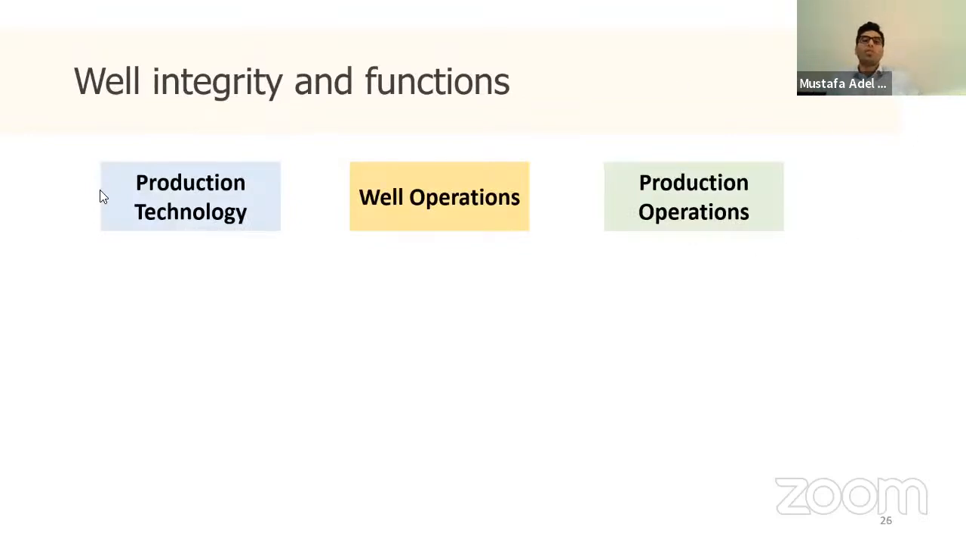Now, what functions intervene in well integrity management? In well integrity management, we have the production technologist, production engineer, and we have the well operations, and we have production operations. These three, they define, they establish, they safeguard well integrity.